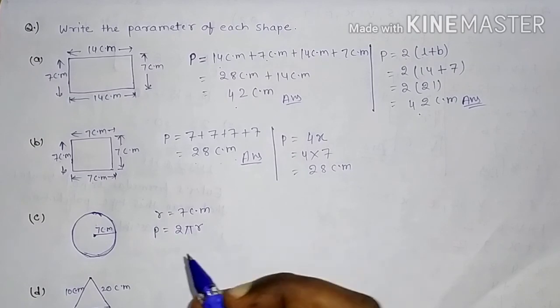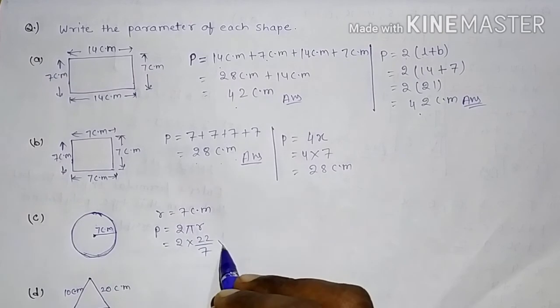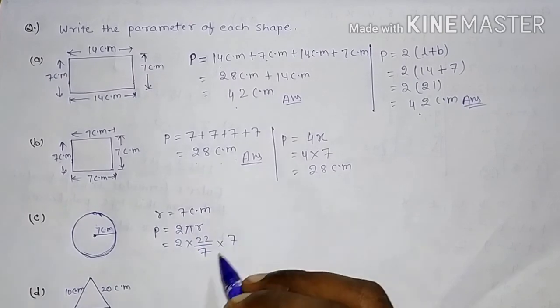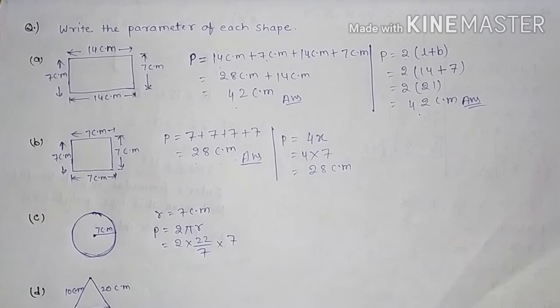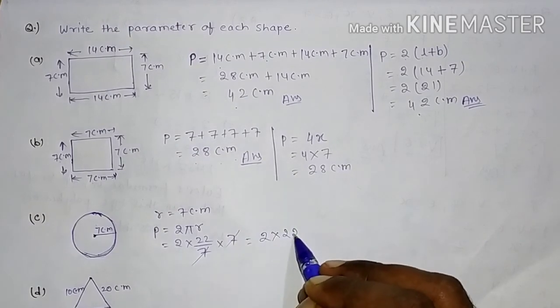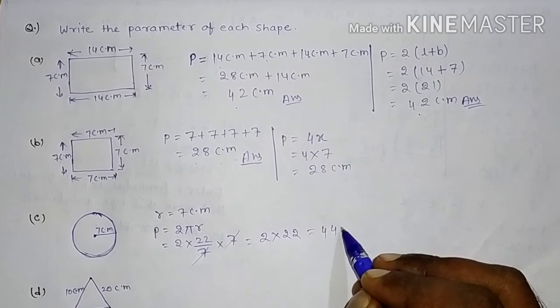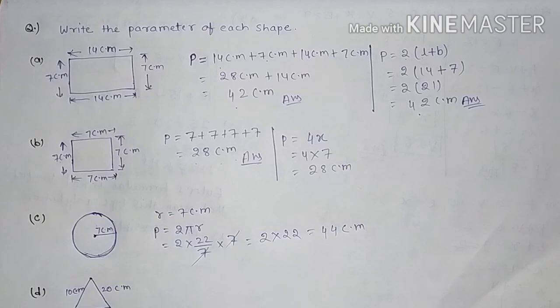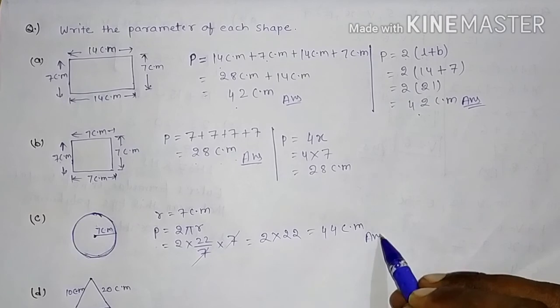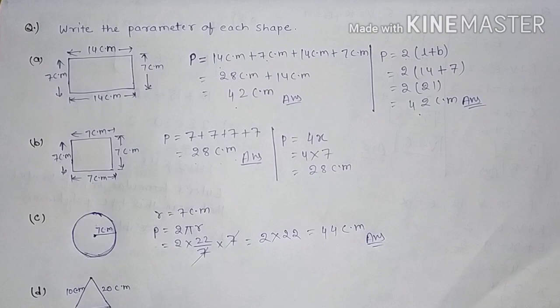Okay, so just put the value here. 2 pi is 22 by 7 and r will be 7 centimeter. Now 7 and 7 cancel out. What is left here? 2 into 22, that is 44 centimeter. Now this is the answer. And it's very simple. Now the next one is question number D.